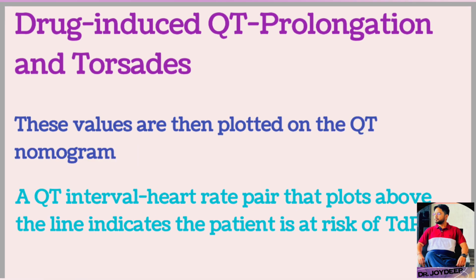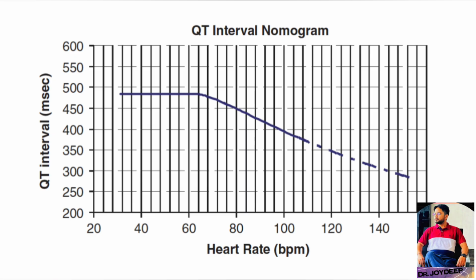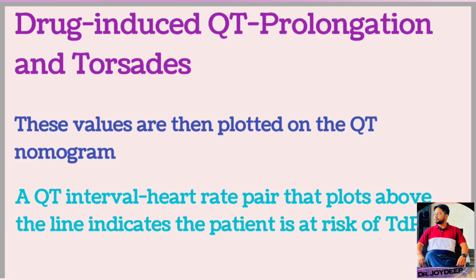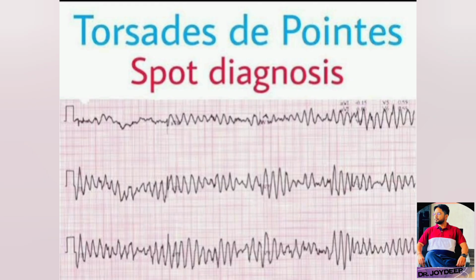These values are then plotted on the QT nomogram to determine whether the patient is at risk of Torsades de Pointes or not. The QT nomogram is a clinically relevant risk assessment tool that predicts arrhythmogenic risk for drug-induced QT prolongation and can be used for risk stratification. A QT interval and heart rate pair that plots above the line indicates the patient is at risk of Torsades de Pointes.